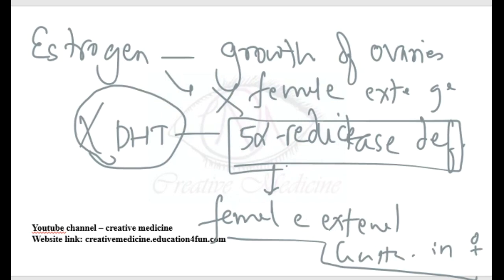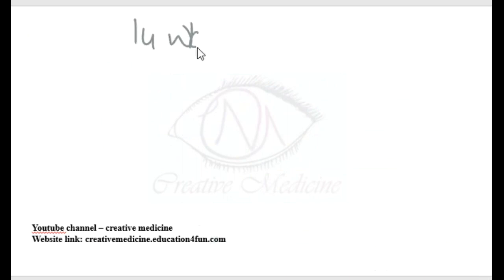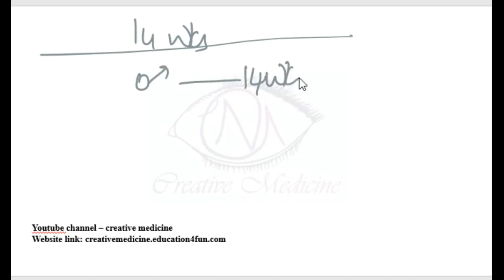External genitalia can be differentiated by 14 weeks. The sex of the baby can be determined by ultrasonography by 14 weeks.